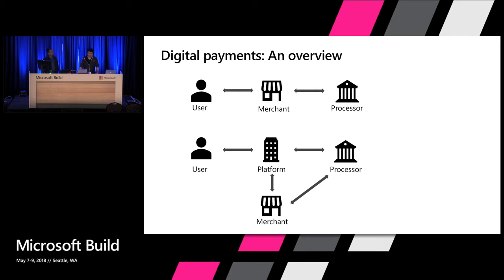Now, when you looked at Xero and Sage in those examples, what actually happens is that we communicate with the platform itself, Xero and Sage, and there are many, many merchants connected to this platform. Xero and Sage also have a connection to the processor, and when they are able to facilitate this payment, the processor is able to route the money to the appropriate account for the merchant. So that's a high-level overview of digital payments.